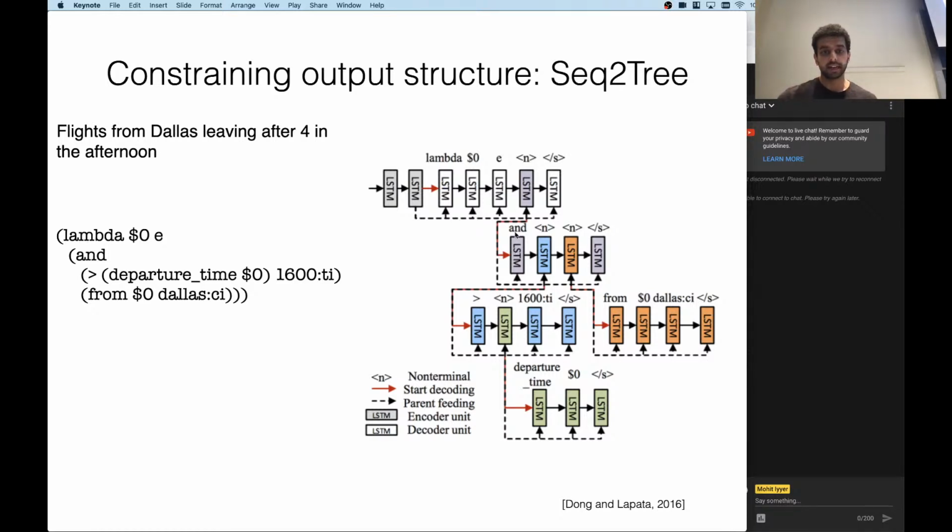So you can see here that we produce the word and, so that's associated with this, and then we produce 2 more of these filler tokens. These are going to be associated with both of these conditions here, departure time greater than 1600, and the origin being Dallas. So the first filler token is used to produce the condition greater than 1600. The second one is used to produce from Dallas. And for this one, there's another level of decoding.